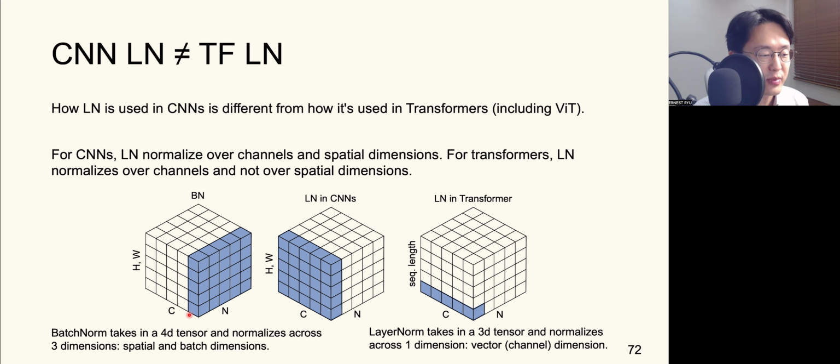Batch norm takes in as input a 4D tensor because it's in the image domain. You have the batch dimension, the channel dimension, and the spatial dimensions, the height and the width. And batch norm actually normalizes across 3 dimensions: the horizontal and vertical dimensions, the 2 spatial dimensions, and also the batch dimension. So batch norm for CNNs normalizes across 3 dimensions out of the 4. Layer norm for CNNs also normalizes across 3 dimensions out of the 4, but these are different normalization dimensions between batch norm and layer norm for CNNs. And then for the transformer architecture, layer norm normalizes across 1 dimension out of the 3 possible dimensions.